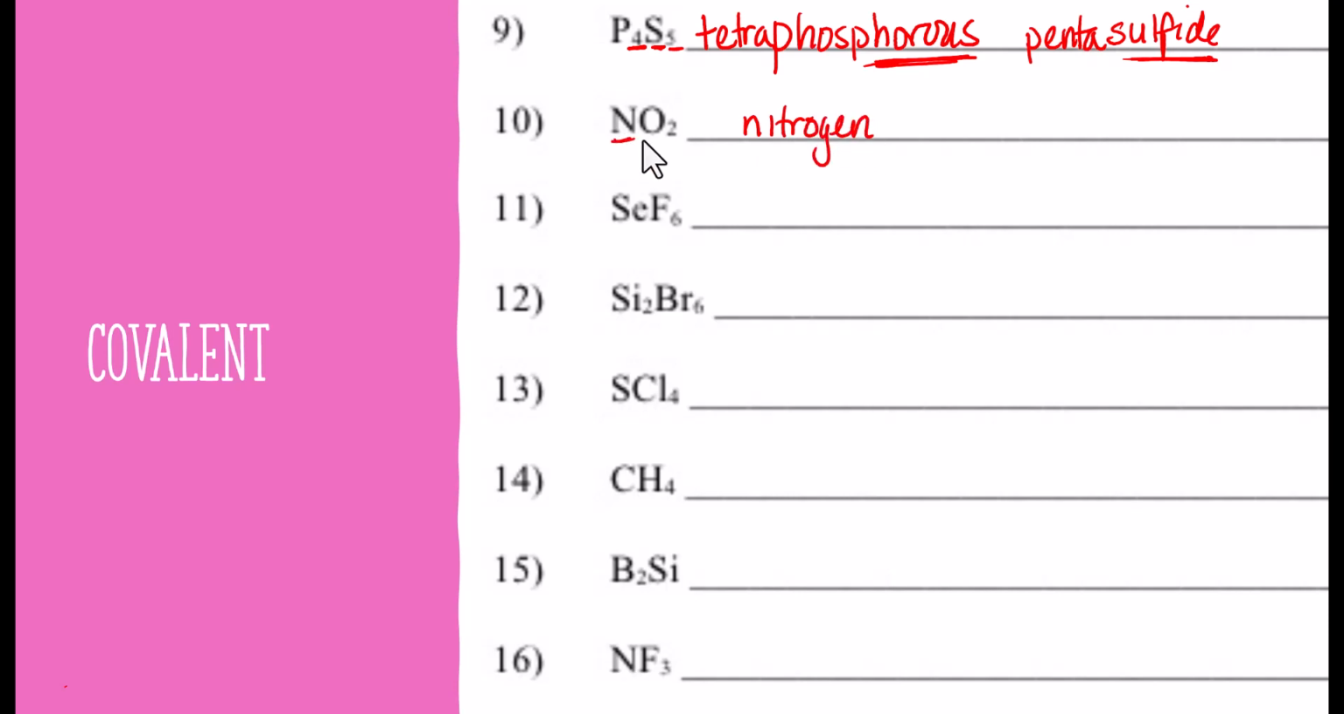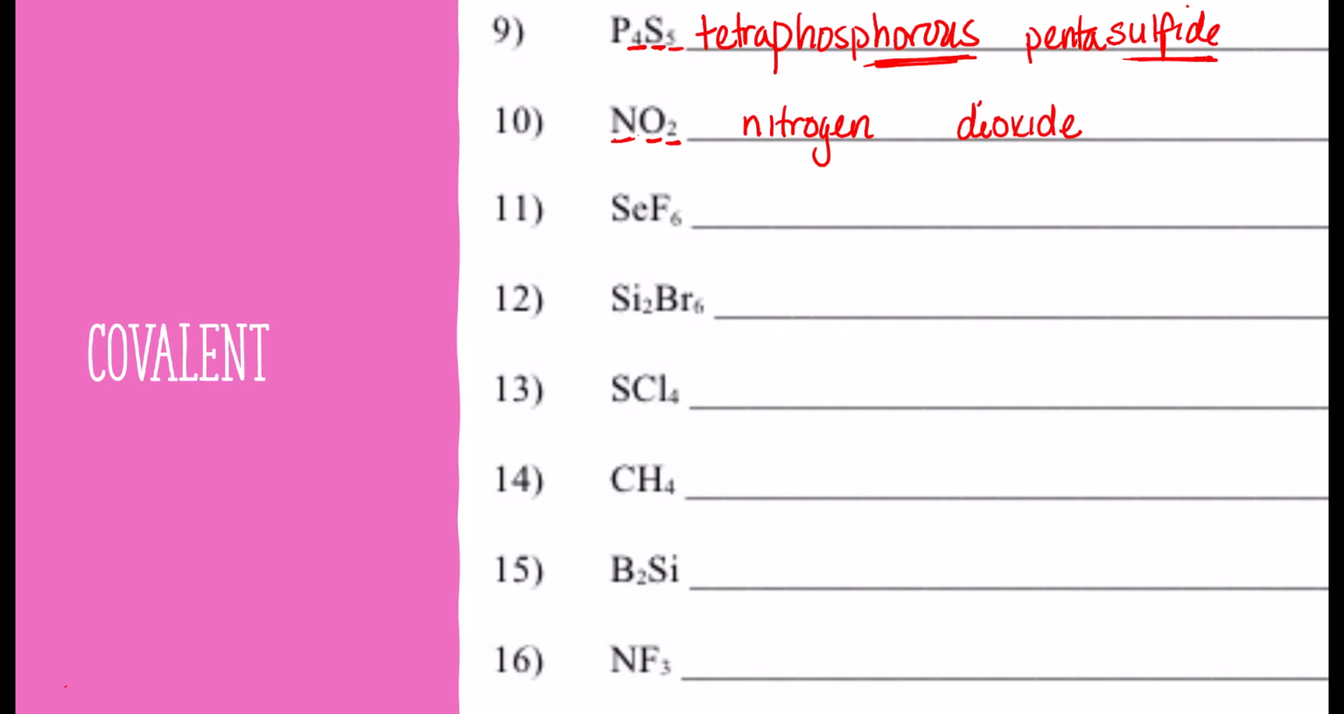There is 1 nitrogen. For the first nonmetal, we do not use a prefix for 1. So we don't say mononitrogen, we just say nitrogen. The second nonmetal is oxygen. Drop the ending and add IDE, so this becomes oxide. Subscript is 2, so this is dioxide. So nitrogen dioxide. So pause the video, complete 11 through 16, and check your answers.